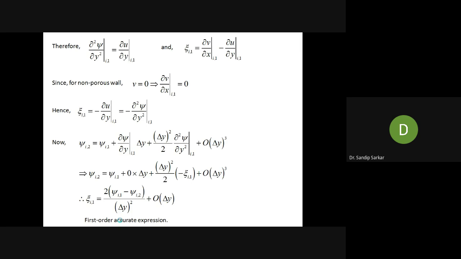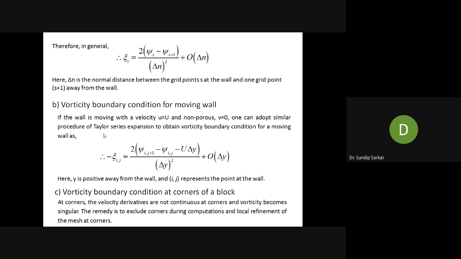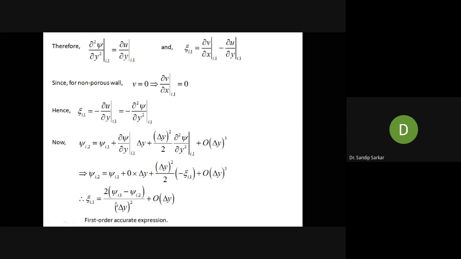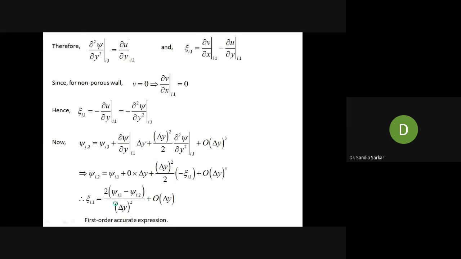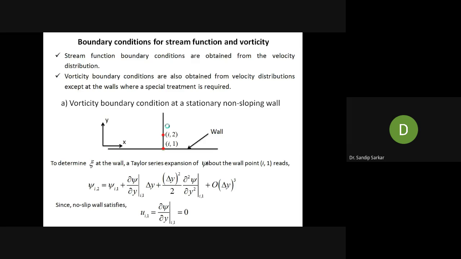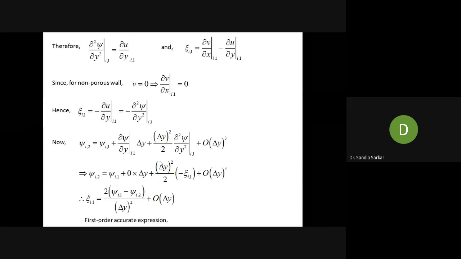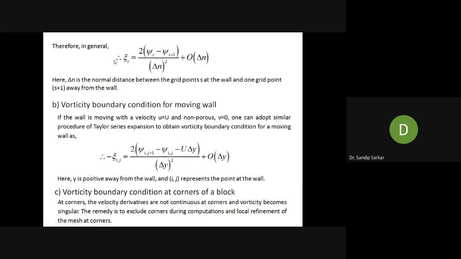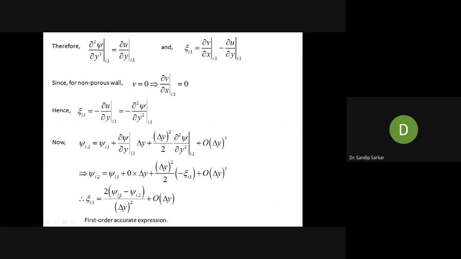Now maybe we have another situation, so we can write in general. I have written it in a simplified form. This is the form. Now we can write in general zeta s, the vorticity value at the wall, which is basically 2 psi s minus psi s plus 1 by delta n whole square plus order of delta n. What is psi s? The stream function at the wall, and there is an additional value psi I1 and I2. So psi s plus psi minus psi I plus s plus 1.